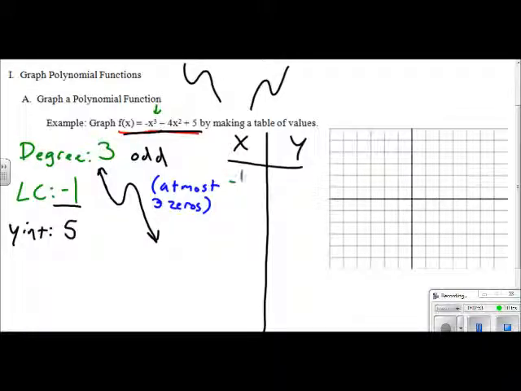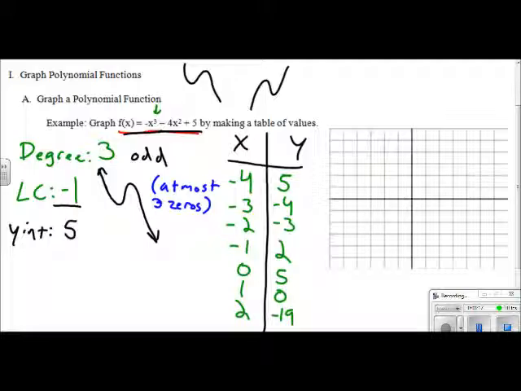When my x was negative 4, my y was 5. My x was negative 3, and I had negative 4, negative 2, negative 3, and so on. I'm just going to go through a bunch of these. So these were some of the points that I was able to find. So now I just plot these out.